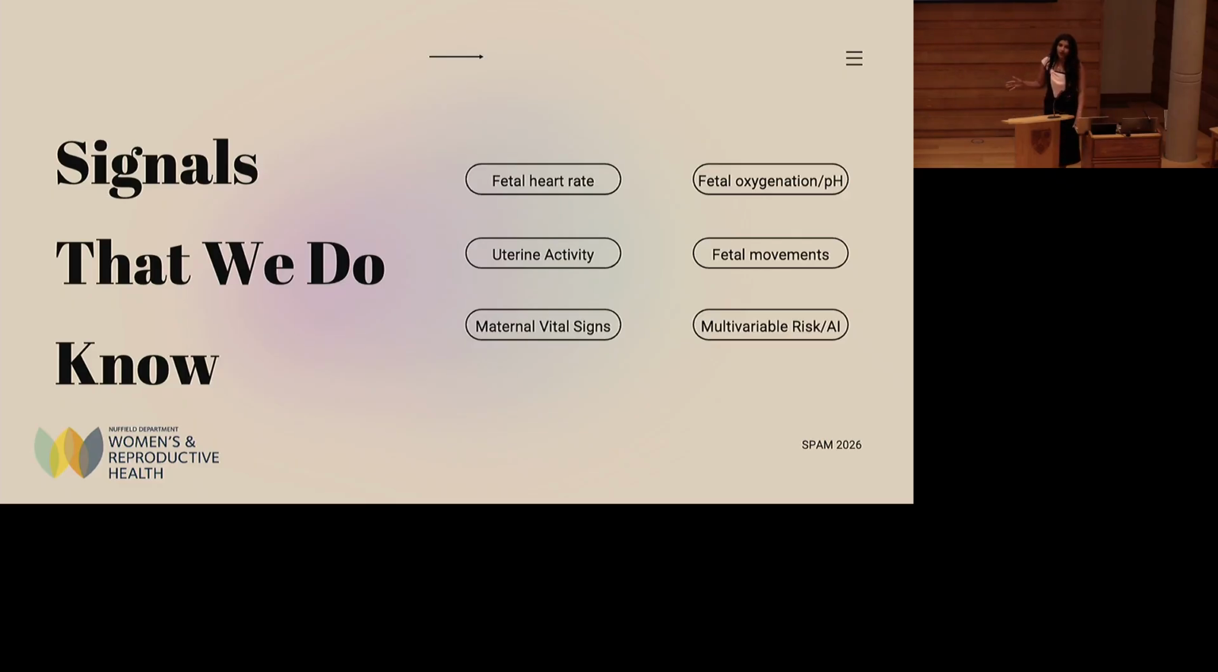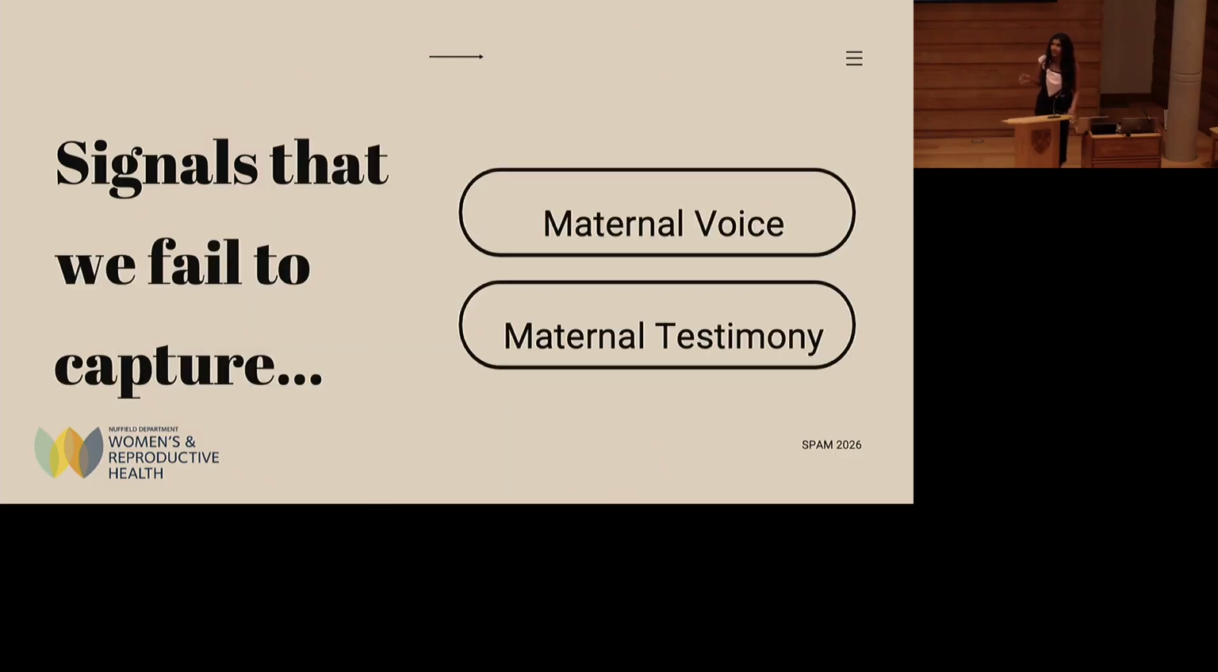So we understand all of this, and this is kind of the groundwork that I wanted us to think about, because then we can sort of say, yes, from a physiology perspective, we're fantastic at measuring these signals. We know what we want to do with them. So what about the signals that we fail to capture? And this is where I really want to bring attention to these ideas of maternal voice and maternal testimony.